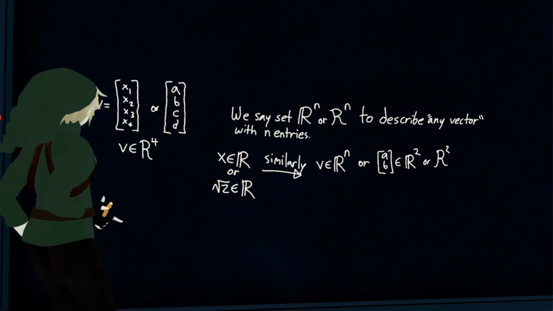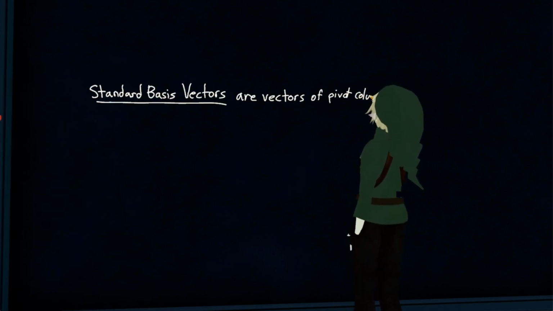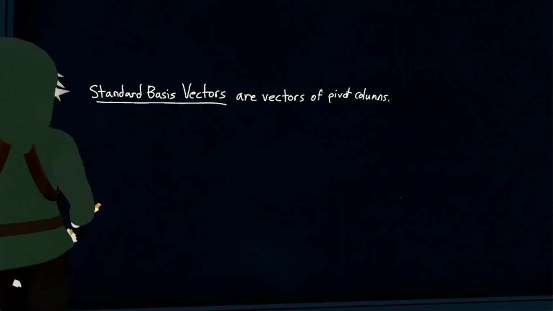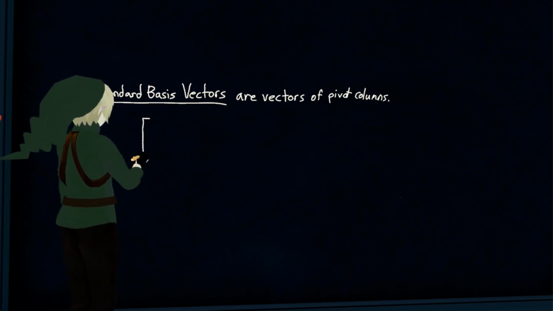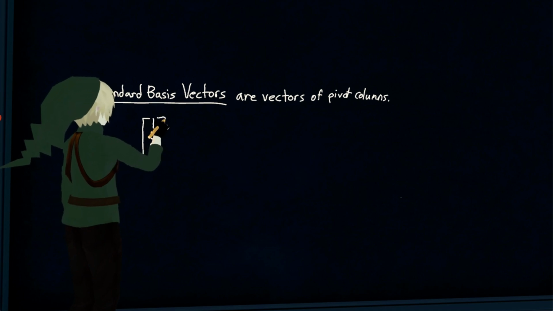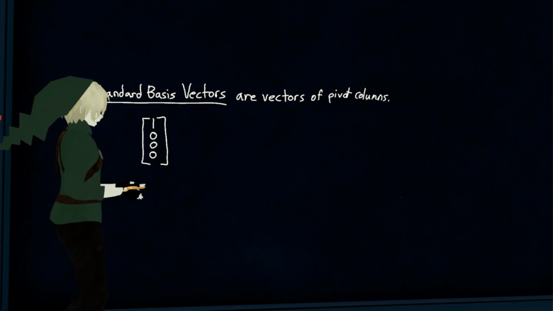Okay, so let's go ahead and erase this and start with another vocabulary word. We have another word, and it says standard basis vectors. Pivot columns. Do you remember what pivot columns are? Right? It's one of these thingies. The leading ones. The only one in the column. The only non-zero in the column. This is a pivot column.